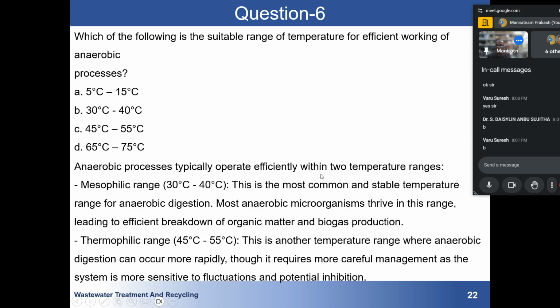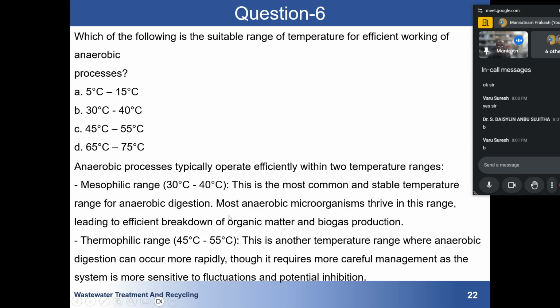Option B. Okay, good. Remember, every range of temperature has been given some name. Generally, the temperature between 30 and 40 degrees is known as the mesophilic range. This is the most common and stable temperature range for anaerobic digestion. Most anaerobic bacteria thrive in this range, leading to efficient breakdown of organic matter and biogas. The other is a temperature range where digestion can occur more rapidly, though it requires more careful management as the system is more sensitive to flocculation and potential inhibition.